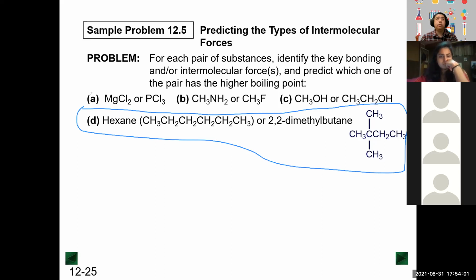Okay, and the answer is going to be the left side. Both of these have the same molecular mass. They come out to the same amount. They're both London dispersion forces. This one is a straight chain alkane. This one is a branched one. Remember, branched ones are actually lower in their boiling point. The linear one, the straight line one, is the one that has a stronger intermolecular force.